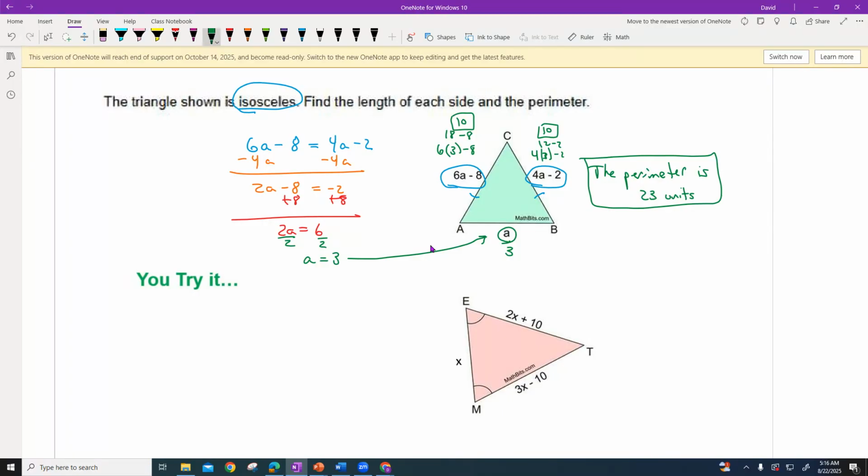Alright, give this guy a try. Sometimes they tip them over or something like that, but I do know this one and this one's equal because I see this angle and this angle are the same. So in order for that to happen, these two guys have to be the same. Okay? So pause your video and try that guy real quick.